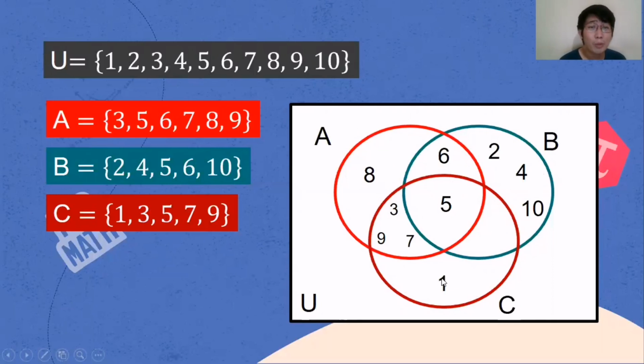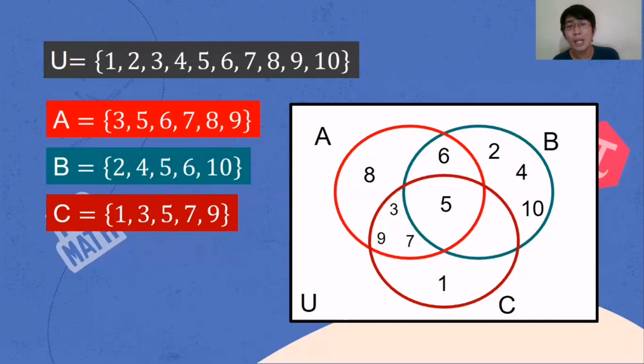Do we have number which meron sa universal set na wala kay set A, set B, set C? Do we have elements na meron kay universal set na wala kay set A, set B, and set C? Wala naman. Okay. We will not be putting anything around the 3 circles or inside the rectangle because all of the elements are on set A, set B, and set C when we try to check the universal set.